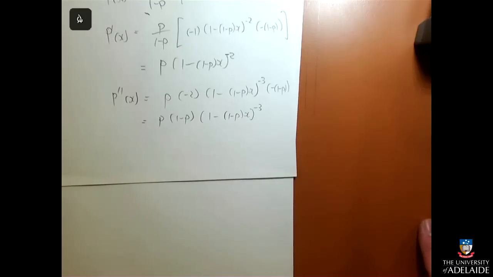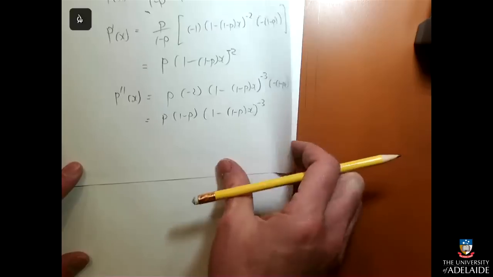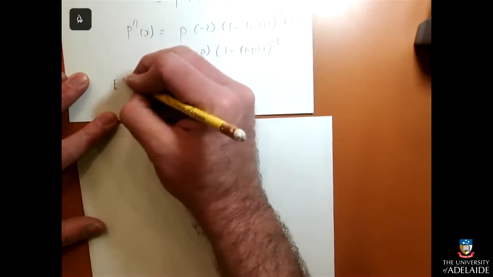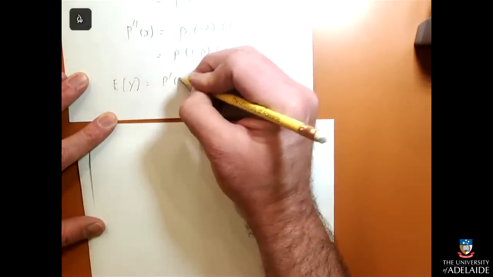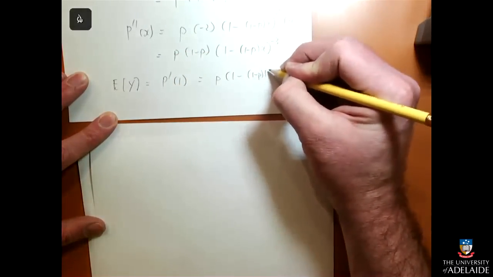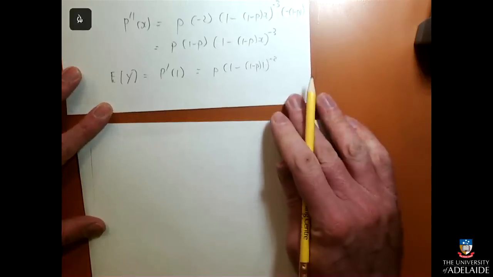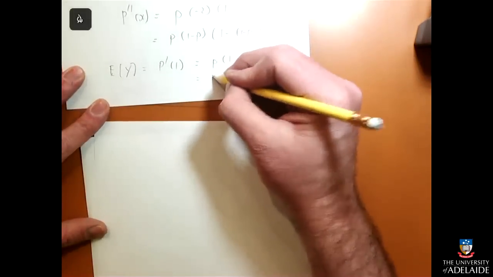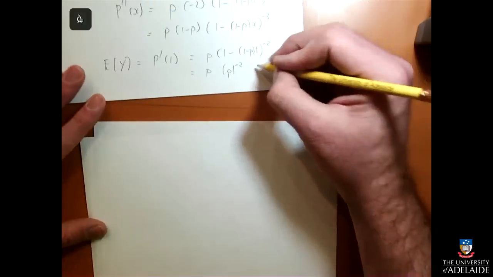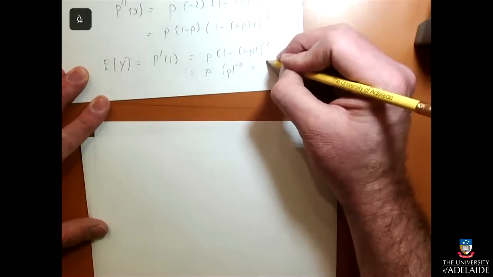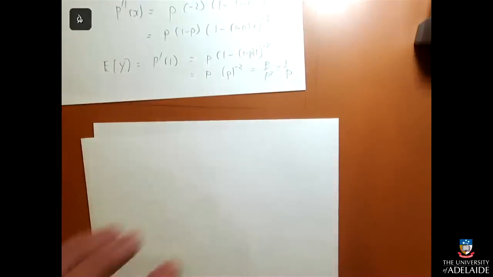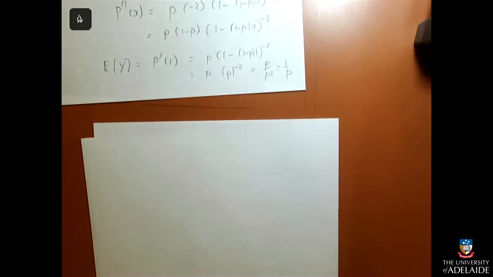All right. So let's see how that works out. The expected value of y is p dashed of 1, which is p times 1 minus (1 minus p) times 1, which is p times, now 1 minus 1 minus p is just p, so that's p on p squared, which is 1 on p. Oh yeah, that makes sense. 1 on 1 on 6 is 6.